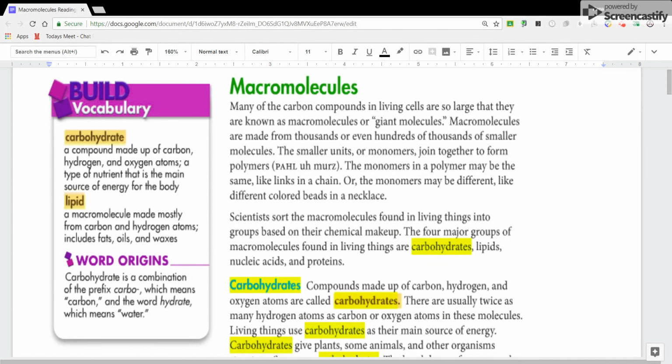Scientists sort the macromolecules found in living things into groups based on their chemical makeup. The four major groups of macromolecules found in living things are carbohydrates, lipids, nucleic acids, and proteins.